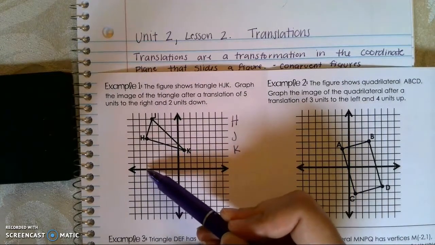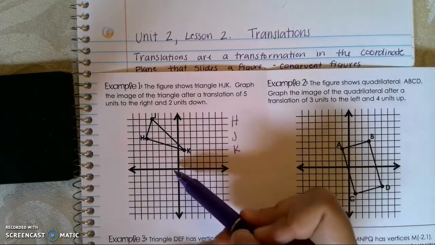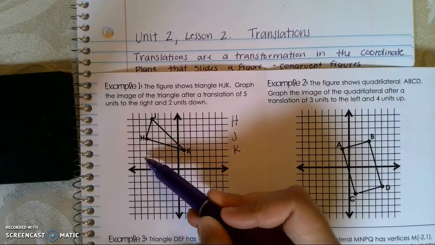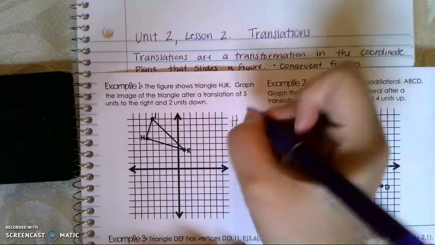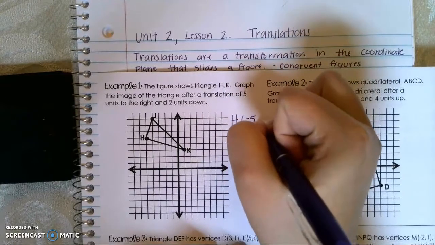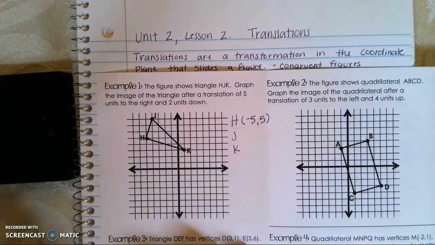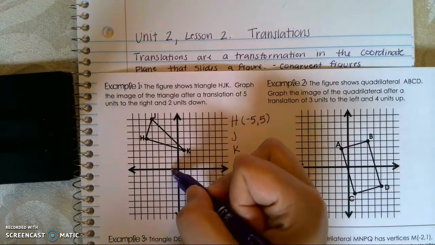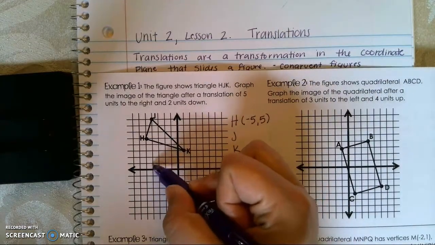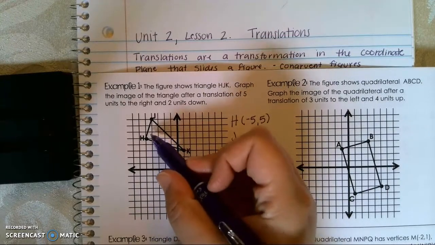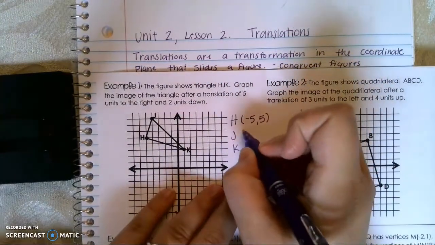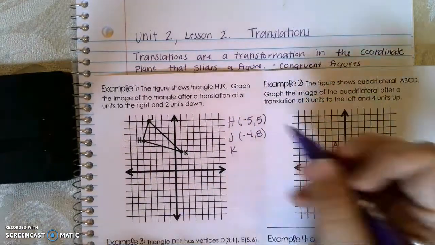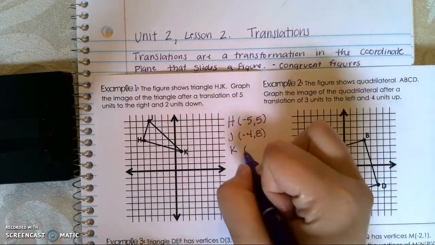Since I'm going to the left for H, that's going to be a negative number. So 1, 2, 3, 4, 5. That ordered pair is going to be a negative 5, and then since I went up, it's going to be a positive 5. The next one is J. Again, start at the origin. 1, 2, 3, 4, 5, 6, 7, 8. That one's at negative 4, 8. And K is at 1, 3.